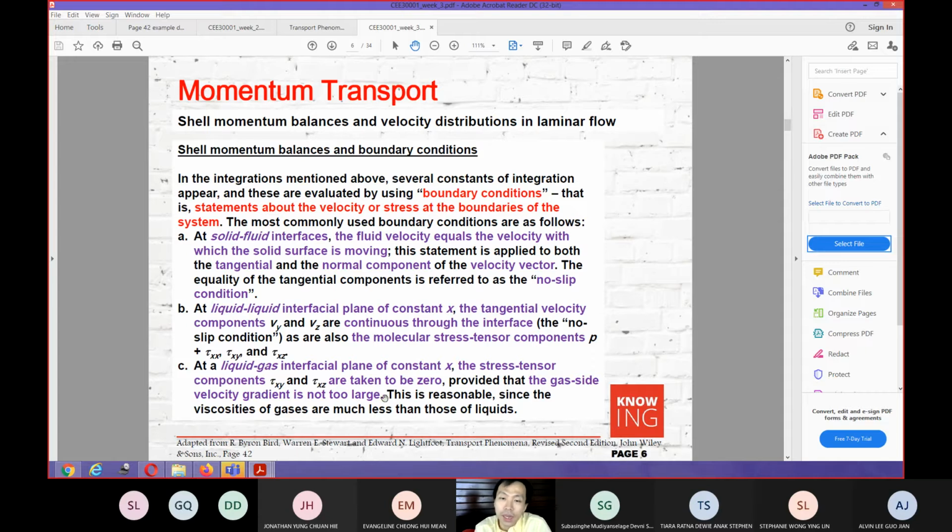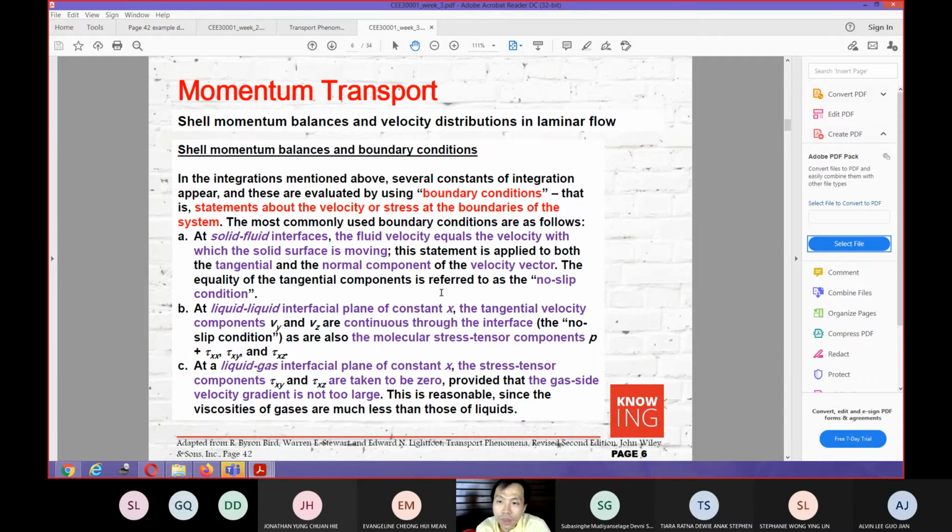Okay, and then the last condition in here is the condition between liquid and gas. So at the liquid-gas interface plane of constant x, the stress tensor can be taken to be 0. We make this assumption because we know that the gas-side velocity gradient will not be too large. And this is reasonable because the viscosities of gases are much less than those of liquids, as we have shown in the table in week 2 before.